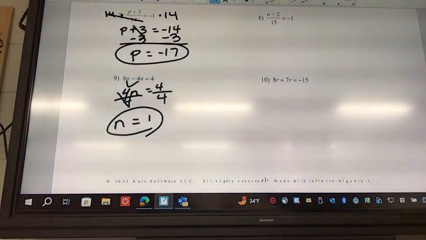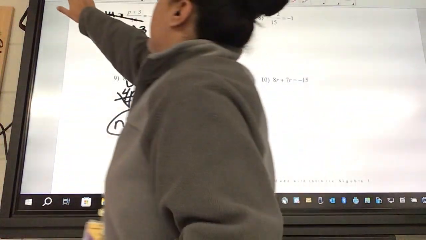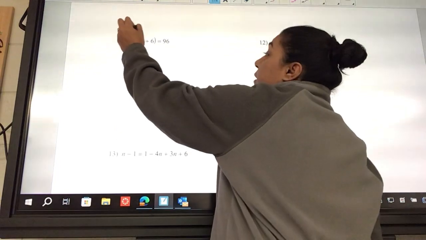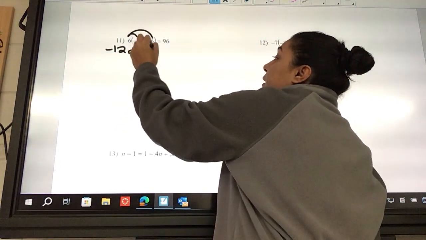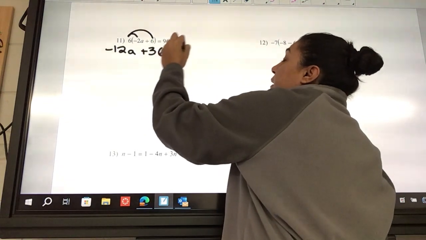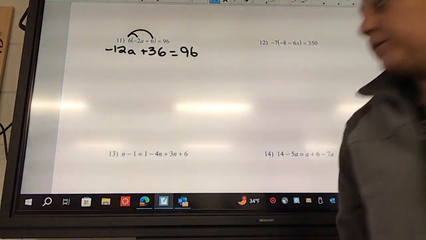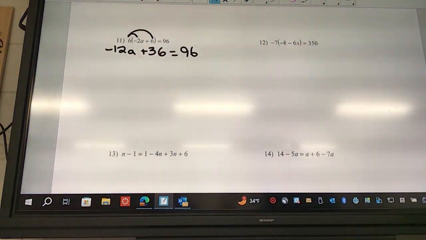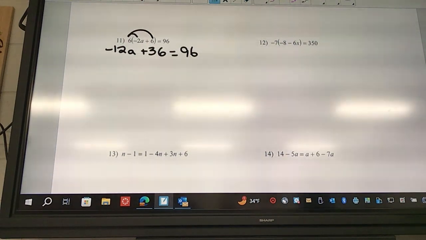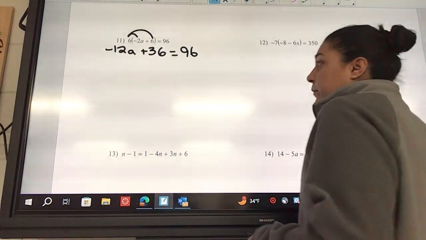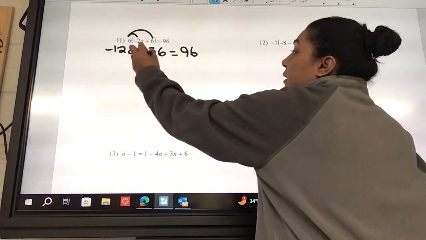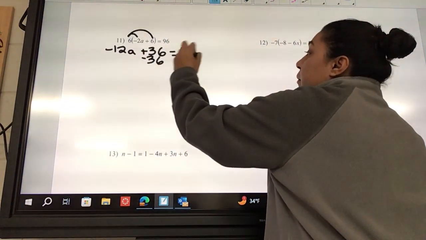Okay, 11. What needs done first on number 11? Distribute. Okay, so 6 times negative 2 is going to be negative 12a. 6 times 6 is going to be 36 equals 96. Okay, and then what needs done? Who's the third wheel? The 36. So we're going to say minus 36 minus 36.